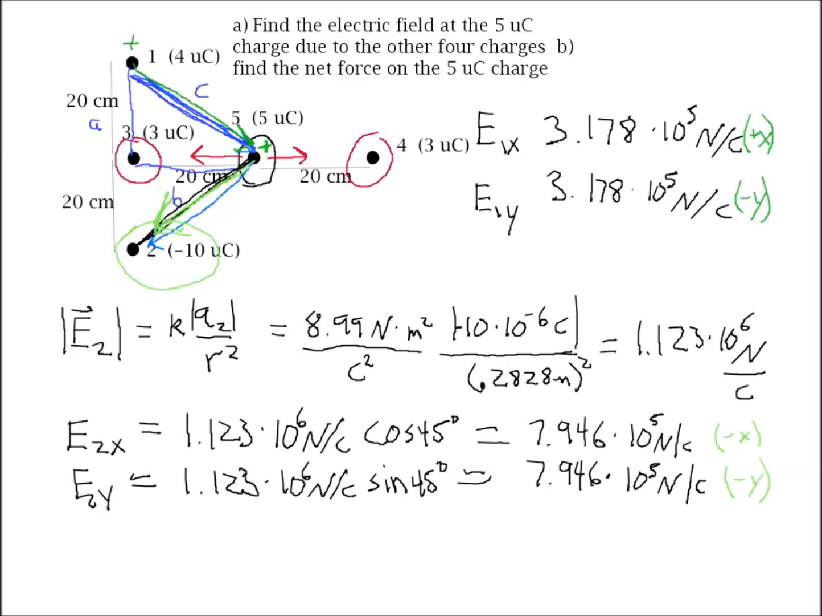All right, we're almost finished. You can see the end from here. Now that we have the x and y components of all of the individual electric fields, we can find the total electric field by adding up the x components and the y components. The total electric field's x component is E1x plus E2x.